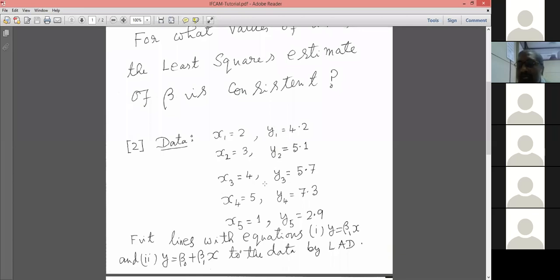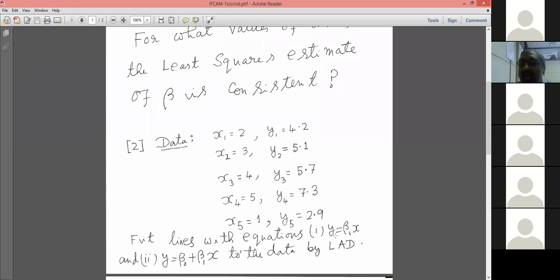So what is beta 1 hat? Sir, this is y4 by x4. Okay, so you said it is y4 by x4. Is that correct? Let's hear from others. So somebody said the least absolute deviation estimate of beta 1 in the first problem, that is, when there is no intercept term, is y4 by x4. Is that correct? Yes, sir. Everybody thinks so?